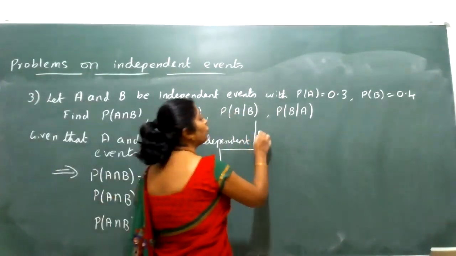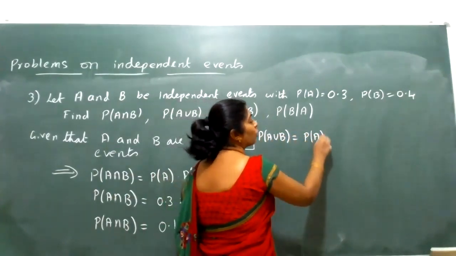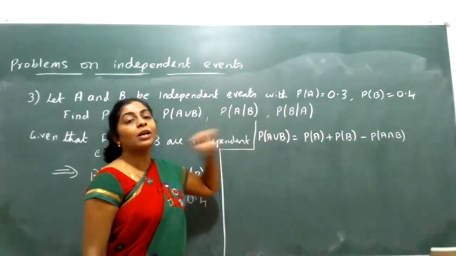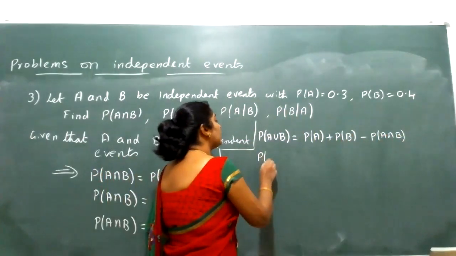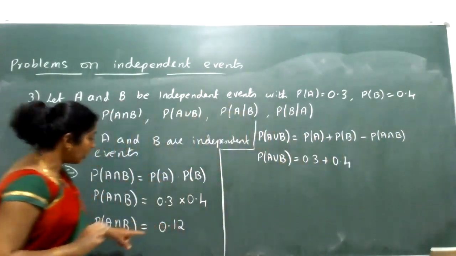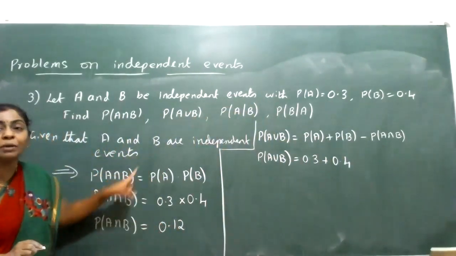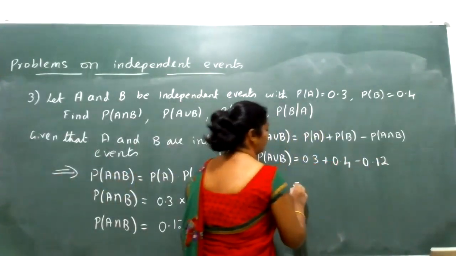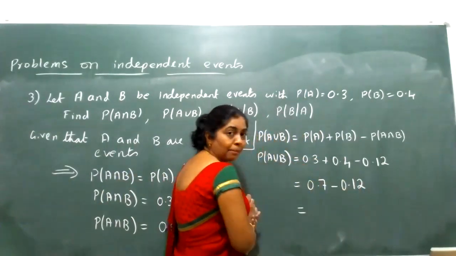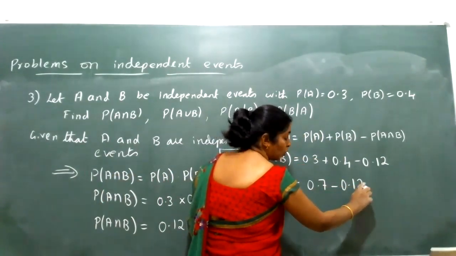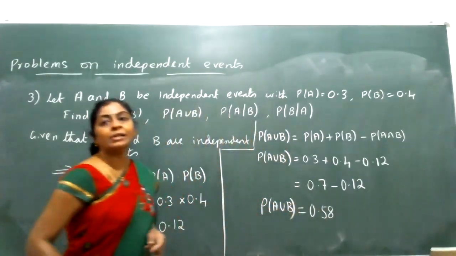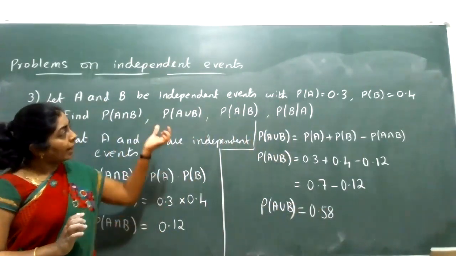probability of A union B. To find probability of A union B, I can use the formula probability of A plus probability of B minus probability of A intersection B. Probability of A union B is equal to probability of A, given as 0.3, plus probability of B, 0.4, and you already found probability of A intersection B, that is minus 0.12. So what do I get? I add these two, 4 plus 3, that is 7, so 0.7 minus 0.12. I'll subtract this: carry 1, 10 minus 2 is 8, 6 minus 1 is 5. So 0.58. Probability of A union B is 0.58.